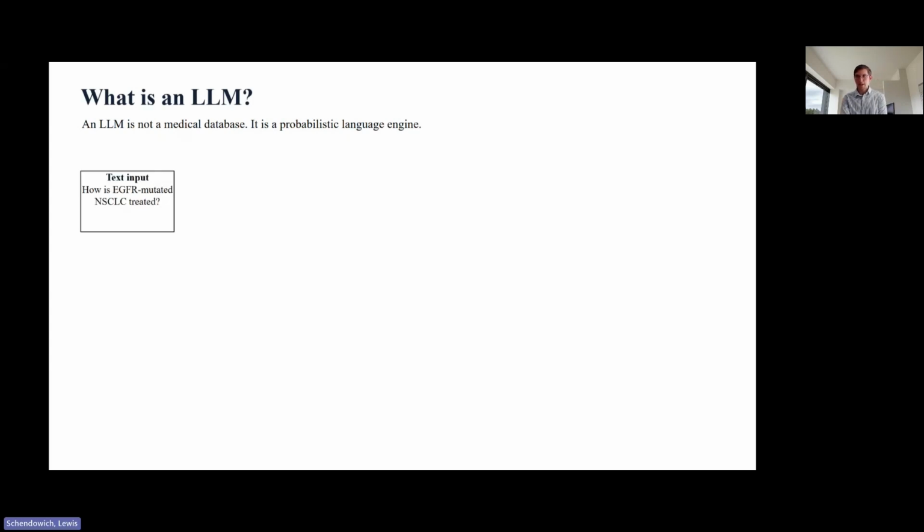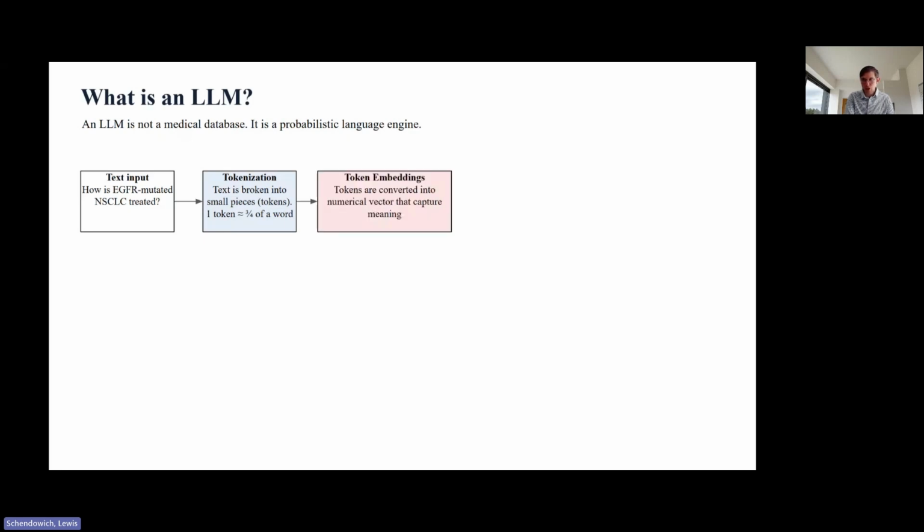Now that we've gone over the basic idea of next token prediction, we can look inside the process and see why it matters clinically. So let's use the example shown below, which is "How is EGFR-mutated non-small cell lung cancer treated?" The model first breaks the question into tokens, and each token is then converted into an embedding. This is a numerical representation that allows a model to process the meaning and relationships between concepts. Those embeddings are then passed through something called a transformer, which analyzes how these tokens relate to one another.